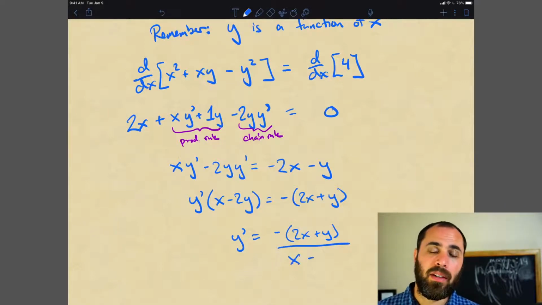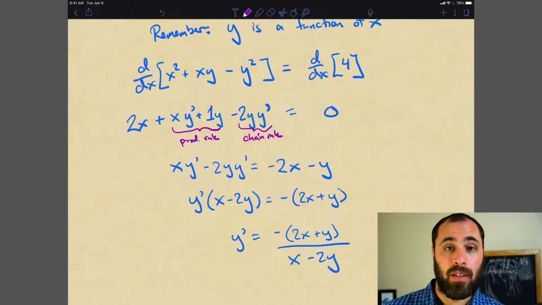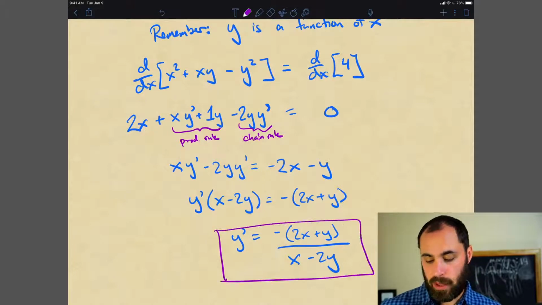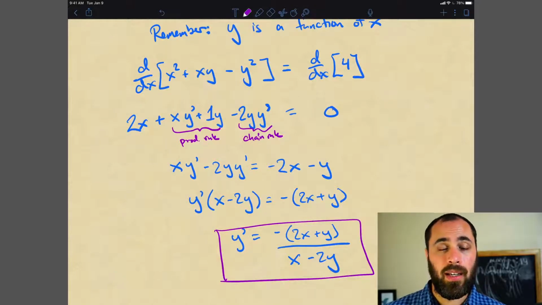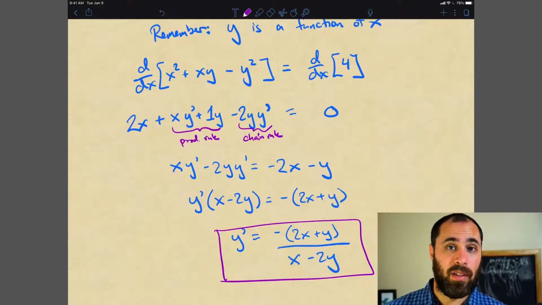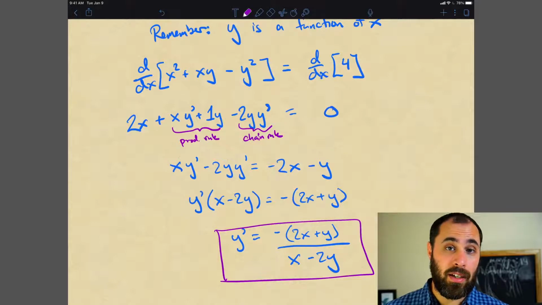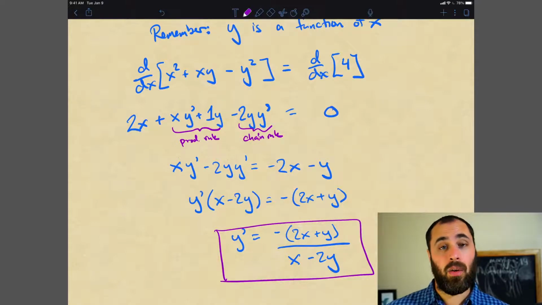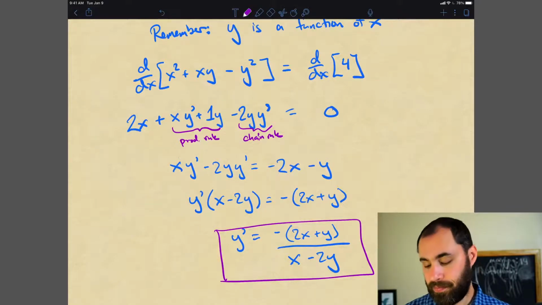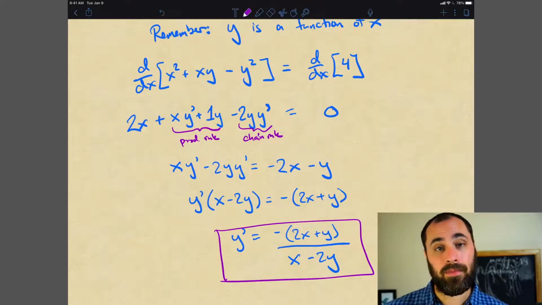So we'll take a look at a picture of this graph so you can see what's happening here. But what this is telling us is if we find any point xy that's on the curve defined by this implicitly defined function, the rate of change would be given by this function. In other words, if we were to draw a tangent line, the slope of that tangent line would be given by this function. So let's see an example.